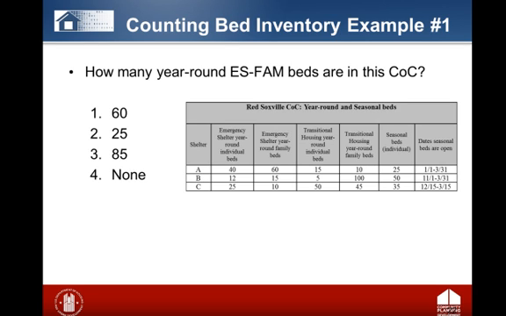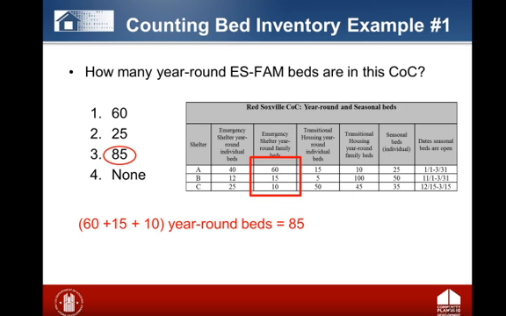If you would like to complete these questions at your own pace, please feel free to pause the video as you work through these examples. For our first question, let's assume that a COC operates 3 emergency shelters with year-round beds for families. How many year-round emergency shelter beds are in this COC? If you answered 85, you're correct.